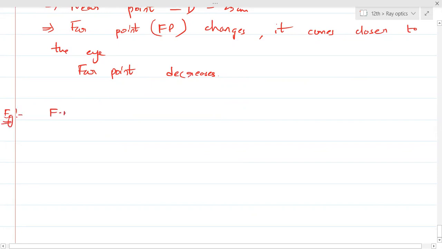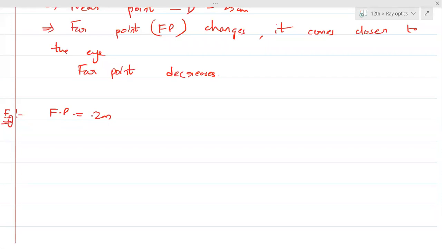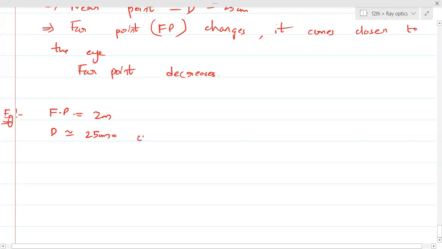Let's suppose far point is equal to 2 meters. कितना? 2 meters. Let's suppose I'll take myself as an example. I'm able to view or see objects clearly until 2 meters. Until where? Until 2 meters. Now let me take the near point D as almost equal to 25 centimeter, or 0.25 meters.